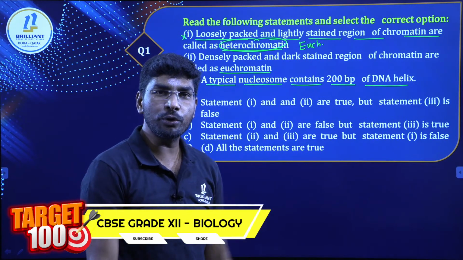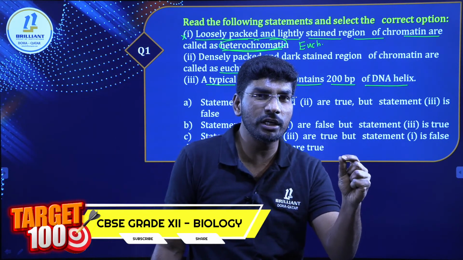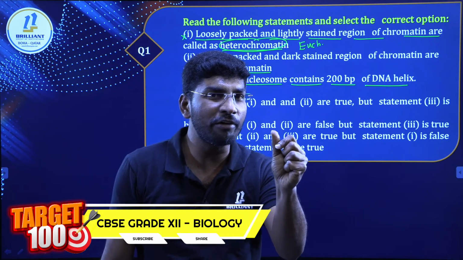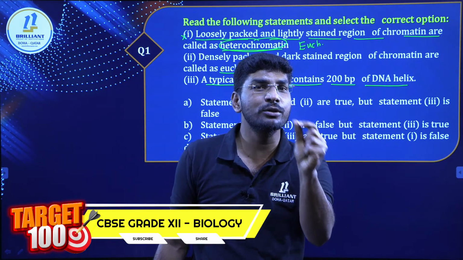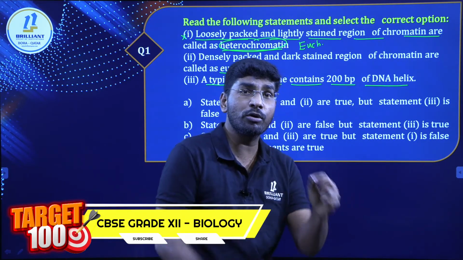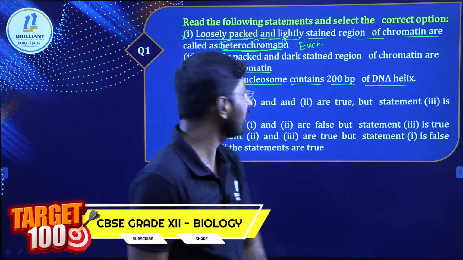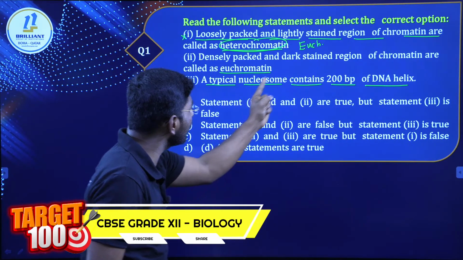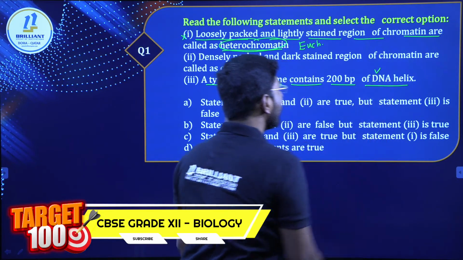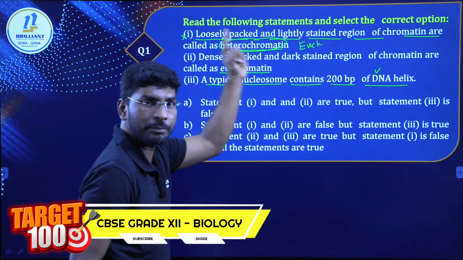Absolutely correct. Shall I ask one small question? Nucleosome is made up of what? DNA and also histone protein, right? DNA plus histone protein together is called nucleosome. So here they have given that a typical nucleosome contains 200 base pair. This statement is correct. First 2 statements are wrong.